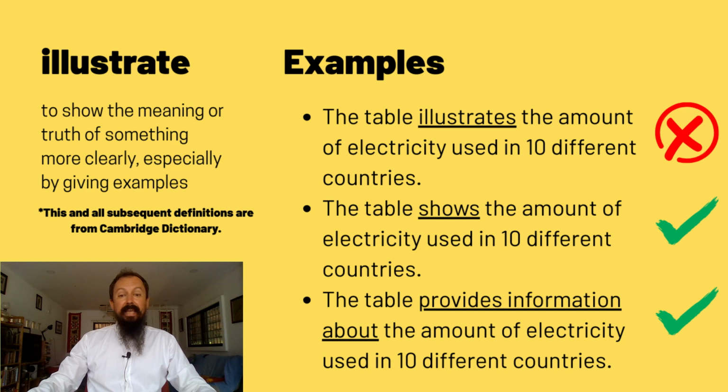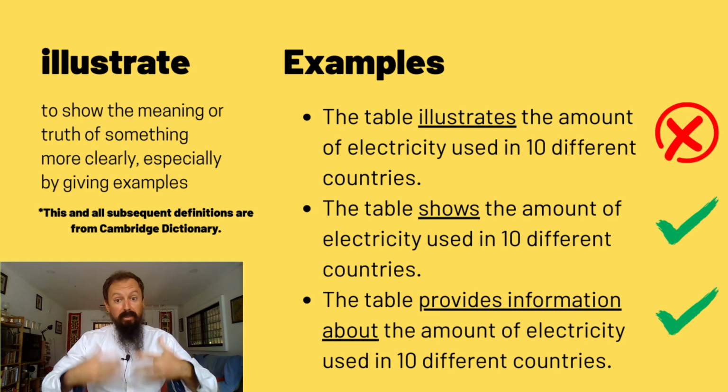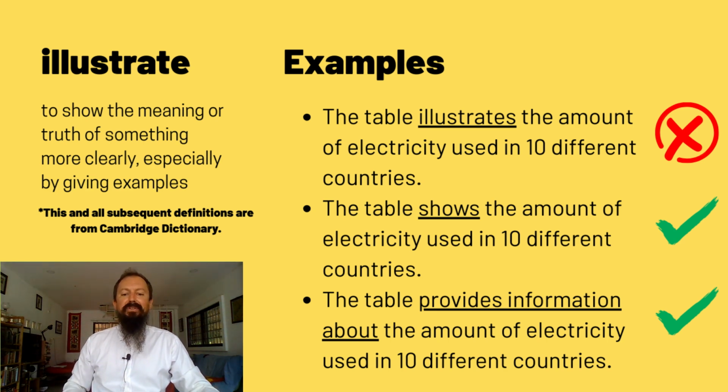The first word is illustrate, and actually this is probably one of the most overly misused words in IELTS. So people think it means to show. So when you get IELTS writing task 1 data, people often like to say the line graph illustrates or the bar chart illustrates. That is very debatable whether it's correct or not. I would say don't use illustrate at all.